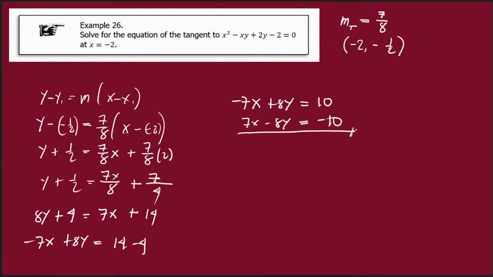This is the answer. Can we still simplify this? There is no common factor among 7, 8, and 10. So this is now the simplest: 7x minus 8y is equal to negative 10. Any question?